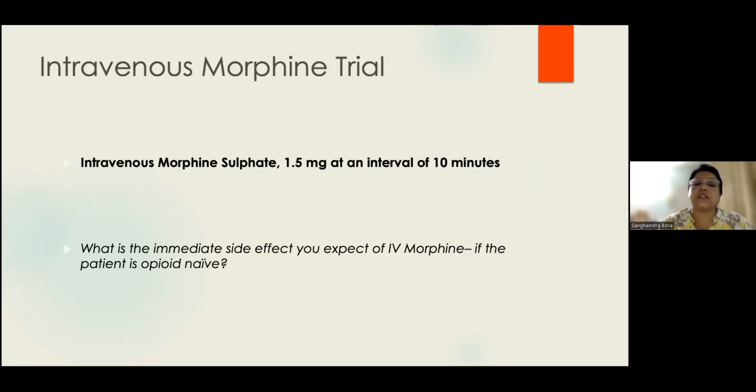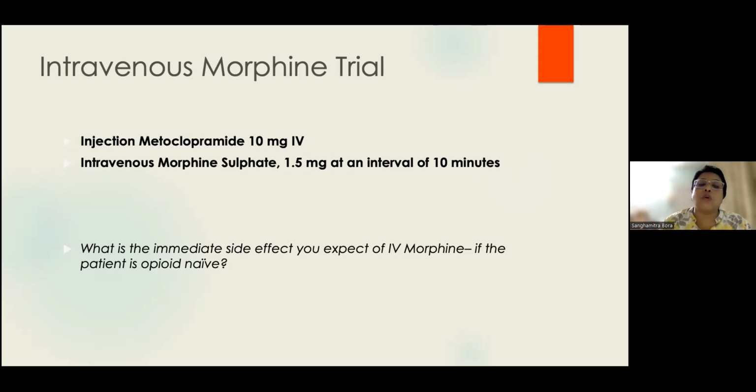Now the point is, we have to look after the immediate side effect of IV morphine also, and check whether the patient has had any other opioid before for this particular pain. Taking care of these two questions will keep the patient safe and keep our skins also safe. The immediate side effect that we expect for IV morphine is generally vomiting. If we understand that a patient might have vomiting, we need to give him injection metoclopramide 10 milligrams IV.